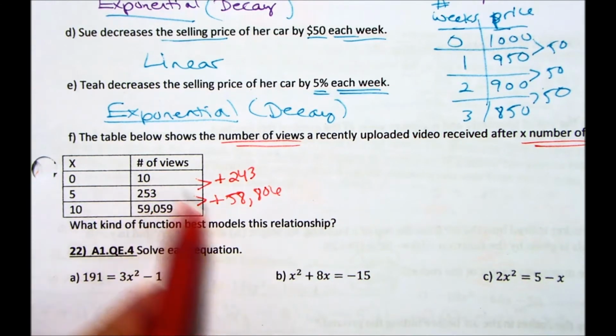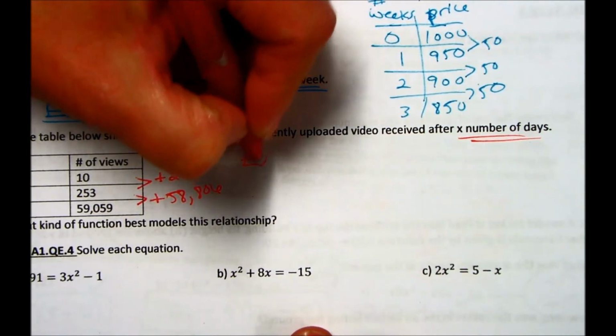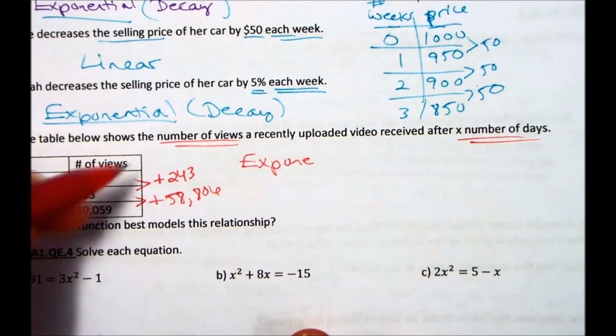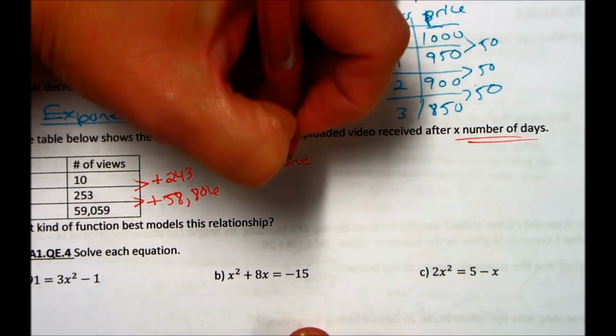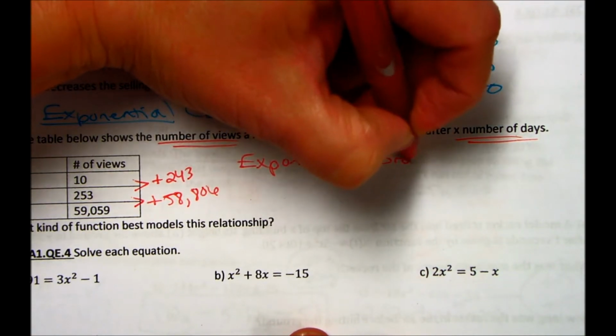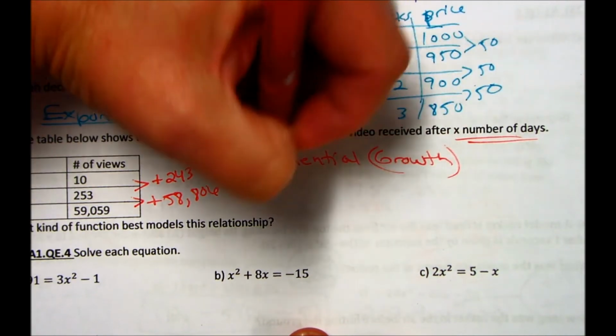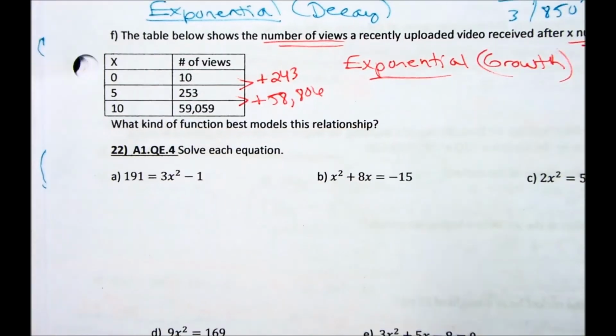So you can see that the rate of change is definitely going up, and by quite a lot. So this will be what we call exponential also. But because the rate of increase is getting bigger, it's going to be exponential growth. All right, so that's really all that we're going to cover with the exponential equations.